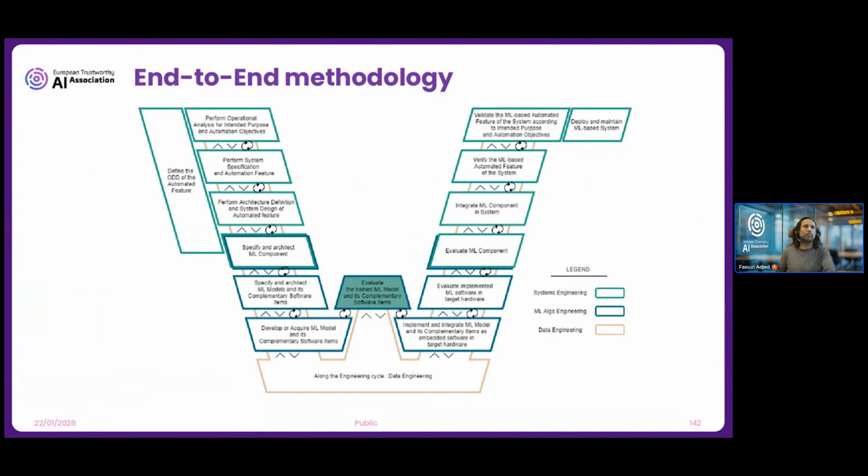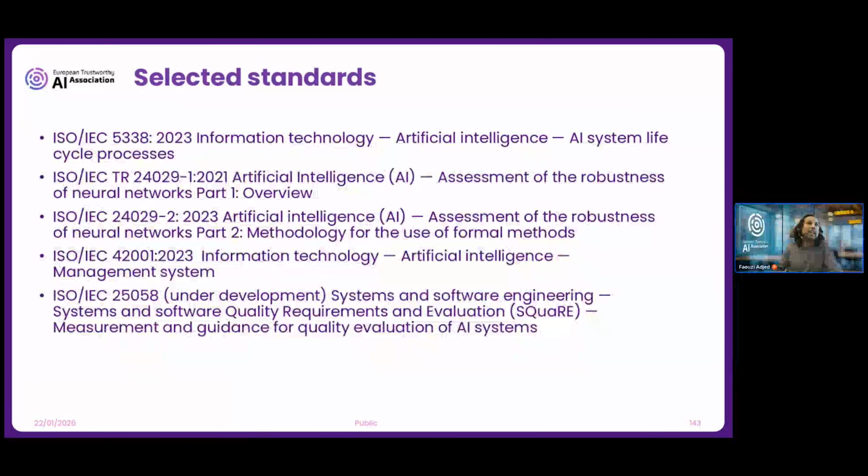This is the famous W cycle from the end-to-end methodology. Then, as I said in the beginning, we have to identify the relevant standards. Right now, the harmonized standards are not published yet, so I didn't do this mapping with this one, even though I have access to the standards. We will do this alignment when they are published, hopefully next August.